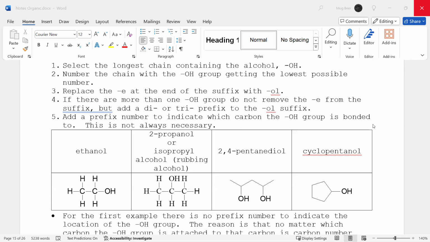And then the last one there is just cyclopentanol. You don't need a number because there's only one of them there. If there was any other substitution on it, then I would need to number it. But since it's by itself, it's not needed. Whatever carbon it's attached to is going to be carbon number 1, so it's not important.